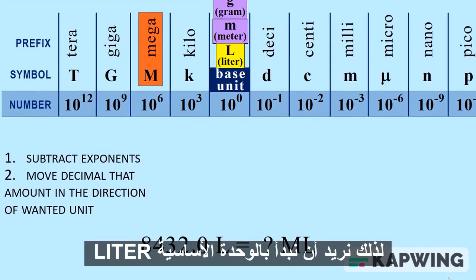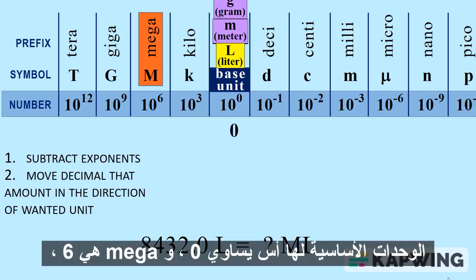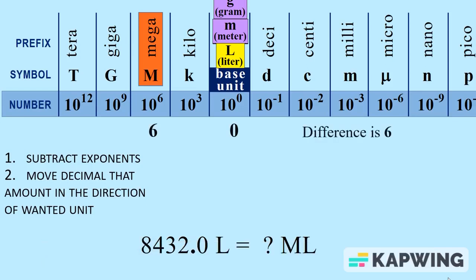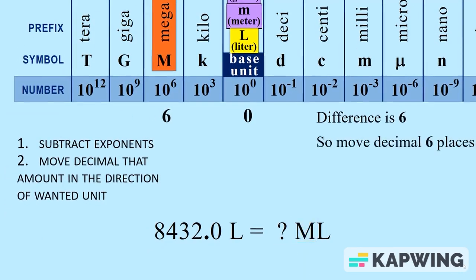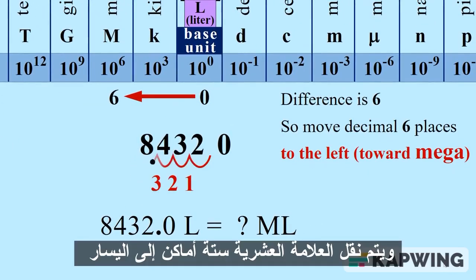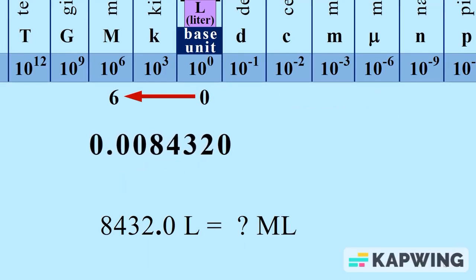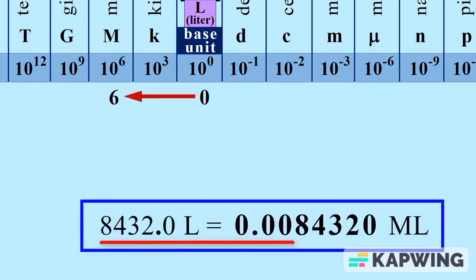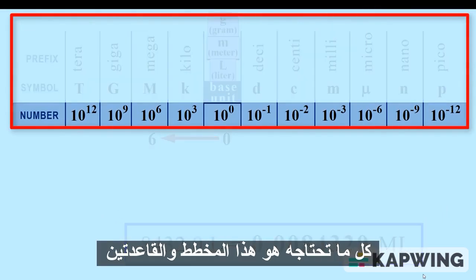So we want to start with the base unit liter and want to get to mega. Base units have an exponent of 0. Mega is 6. The difference is 6. Mega is the wanted unit, so the decimal is moved 6 places to the left toward mega. The decimal is moved 6 places to the left. Blanks are filled with zeros. By convention, we add 0 before the decimal. 8,432.0 liters is equal to 0.0084320 megaliters.